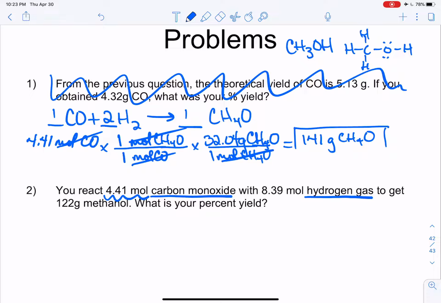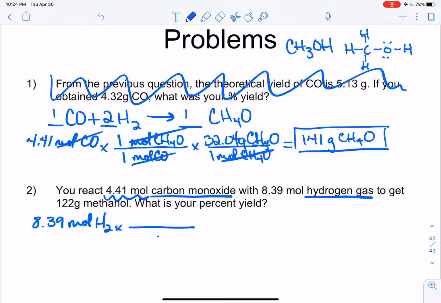Okay, so we have a possibility of making 141 grams of methanol at this point, but we still need to figure out how much methanol we can make with the amount of hydrogen we have. So let's go ahead and take a look at that. So we have 8.39 moles of hydrogen. And again, if the question gives you grams of hydrogen instead of moles of hydrogen, you'll have to do an extra step right before this to turn grams into moles. But we've started at moles, so we're going to keep going here.